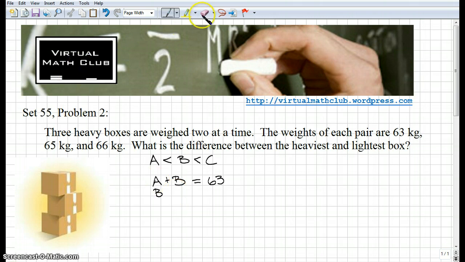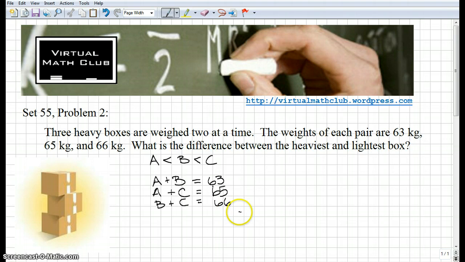Actually, I'm going to weigh the light one again with the heaviest one. So if I weigh the lightest one and the heaviest one, that's going to give us the middle number, which is 65. And when we weigh the 2 heaviest boxes, B plus C, we're going to get the heaviest weight, which is the 66 kilograms. Okay?